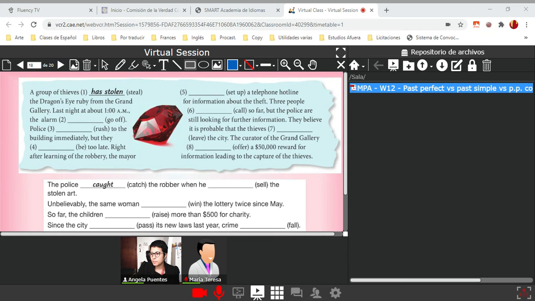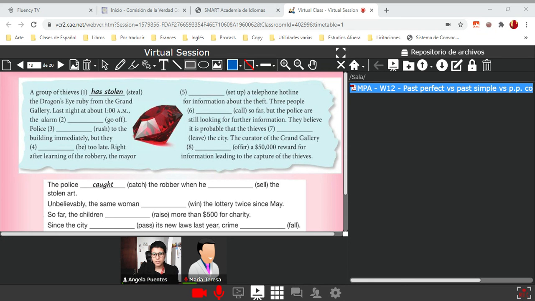For information about the theft. Good. 3 people called so far. But pay attention, so far, hasta el momento. So we are connecting the past with the present. Have called. Very good, have called. 3 people have called so far. Hasta el momento han llamado 3 personas. But the police are still looking for further information.